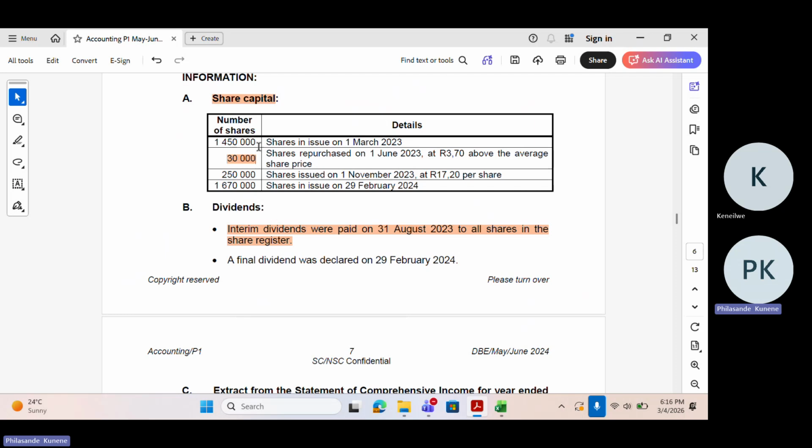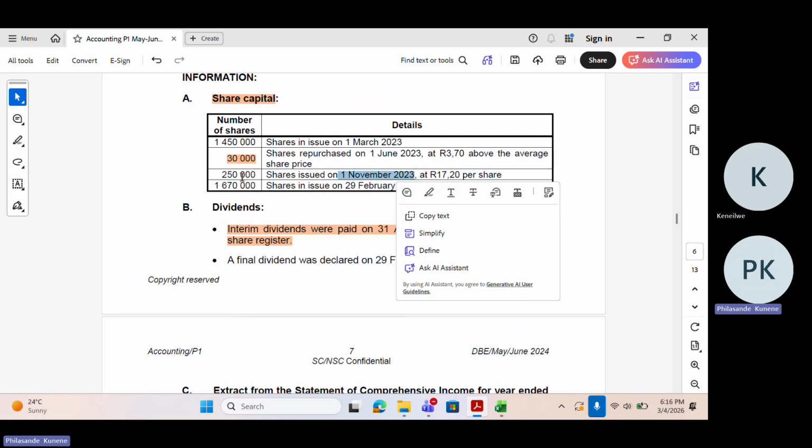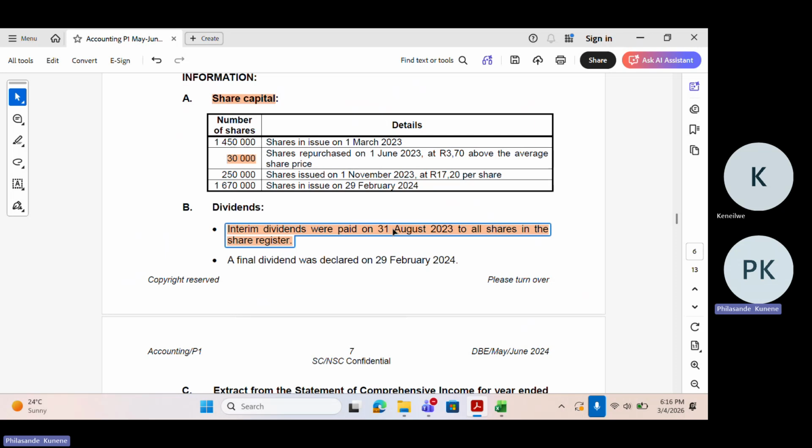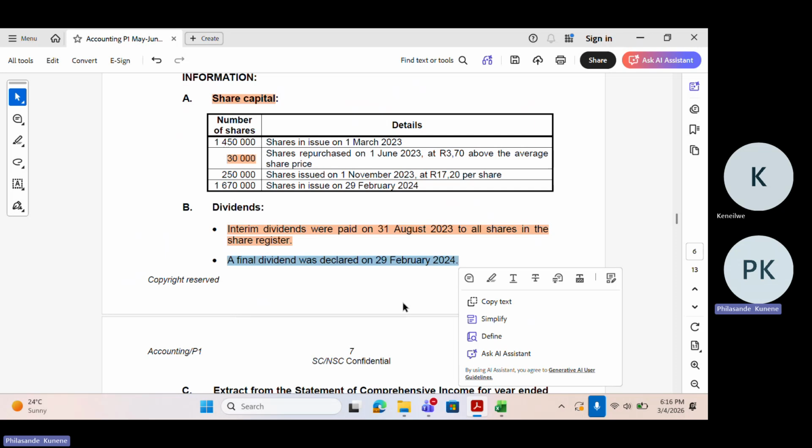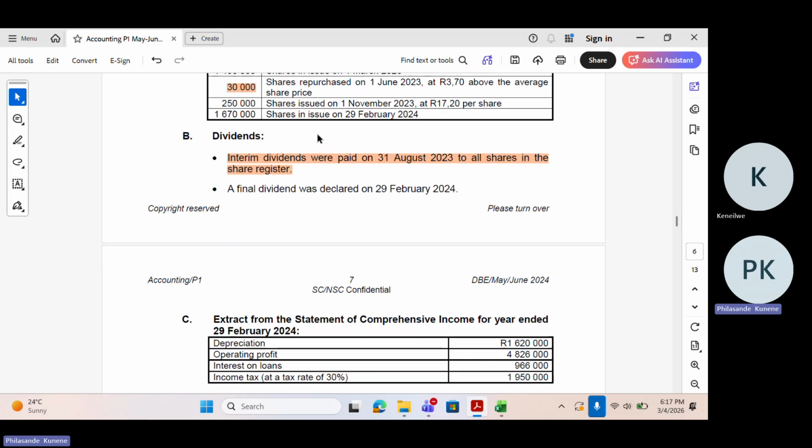So I'm going to say 1,450,000 minus 30,000, then I multiply it by the dividends per share, if it's cents or whatsoever. But for these ones, I'm not going to pay dividends because it was after I had already paid the interim dividends. A final dividend was declared on 29 February 2024, which is the end of the year. This is more about dividends, interim and final dividends.